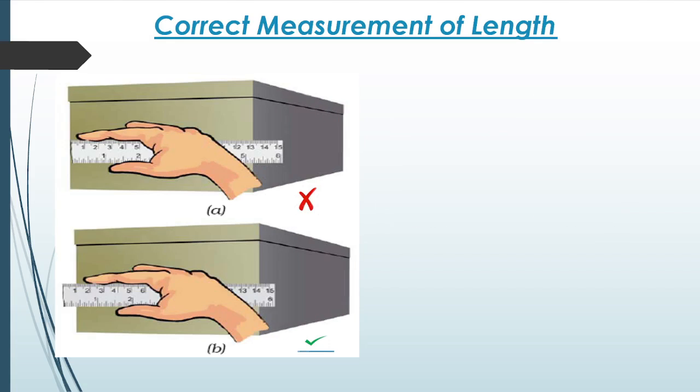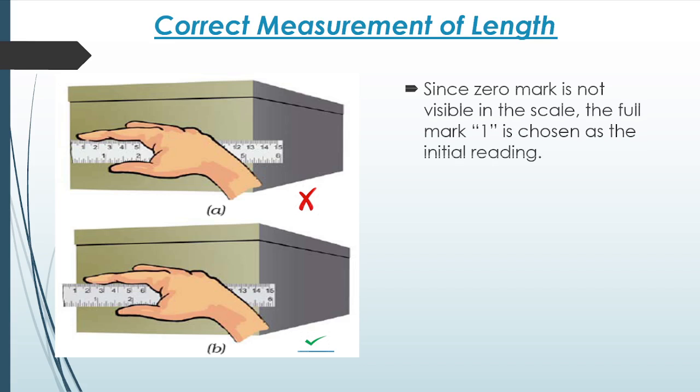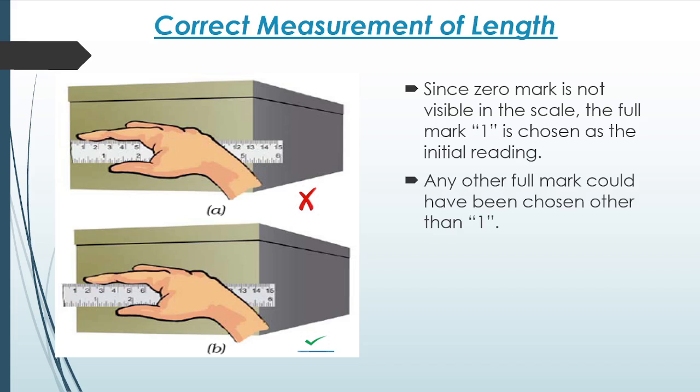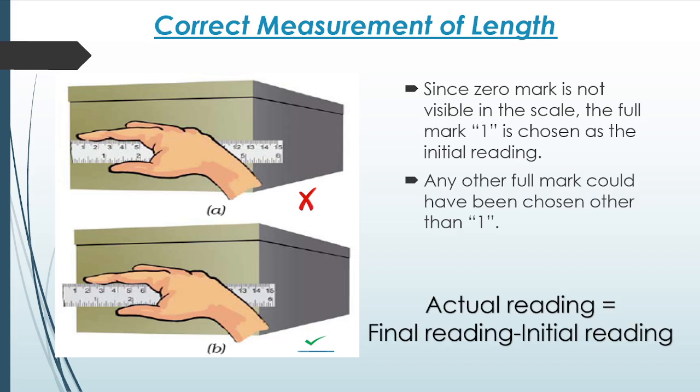Another problem which you might have encountered is when your ruler is damaged towards the edges and you are not able to use measurements between 0 and 1 or 2, or towards the end of the ruler, the measurements in the last few centimeters of the ruler. So in this case, what do we do? We use the ruler from the first measurement, which is clearly visible, and then we take the final reading as well as the initial reading, and we take the difference, and this gives us the actual reading of measurement of length.